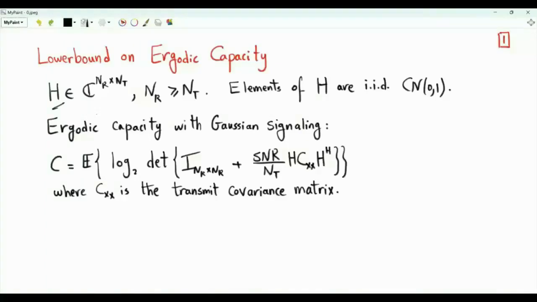In this video, we obtain a lower bound on the ergodic capacity of a MIMO channel. The channel matrix H has NR rows and NT columns, corresponding to NT transmit antennas and NR receive antennas. We take NR to be greater than or equal to NT.